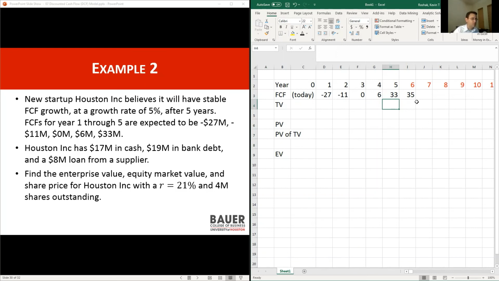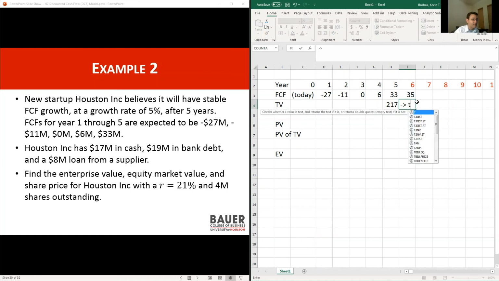So the growing perpetuity formula is obviously C divided by R minus G. What's our cash flow? It's going to be the cash flow one year ahead. So at time 6, we have this $35. That's going to be the cash flow that we put into the terminal value formula. We have the discount rate given at 21%, and we have a terminal growth rate of 5%. So you put all that together, this 217, this is the time 5 value.